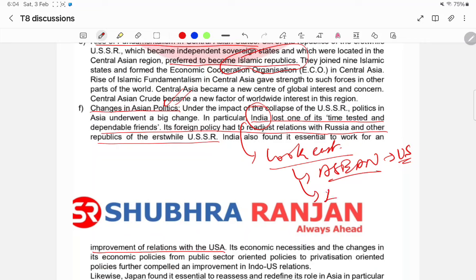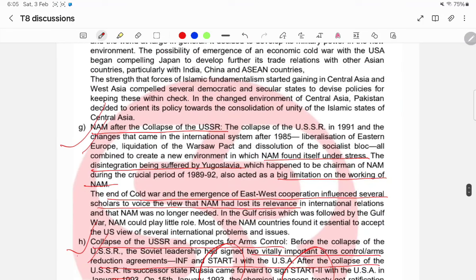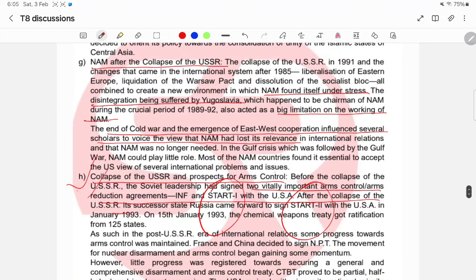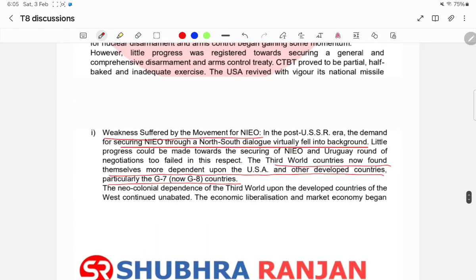Then India looked towards Israel to make friendly relationships with the unipolar power, that is America. Okay. These things happened. NAM's relevance decreased because of the end of bipolarity. Okay. And then you can mention arms control started increasing, START 1 treaty signed, START 2 treaty was signed. These things you can mention.